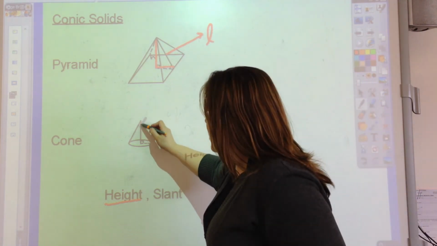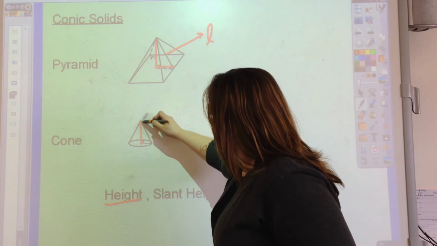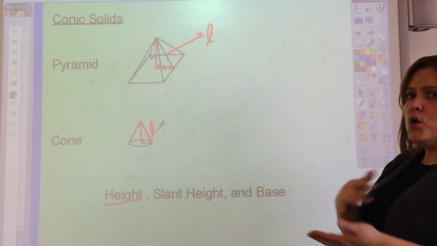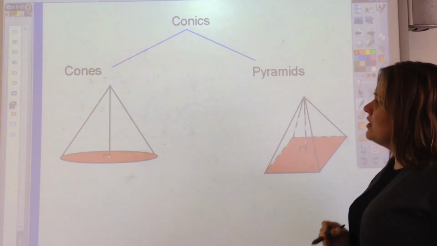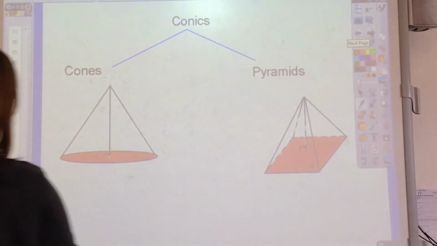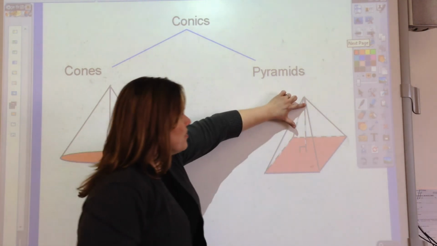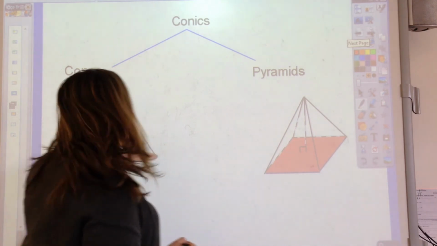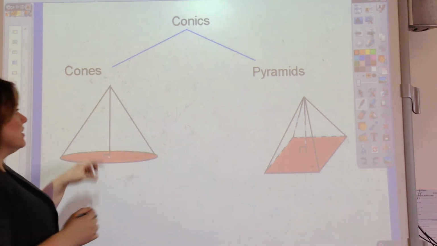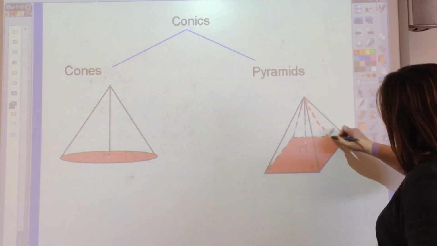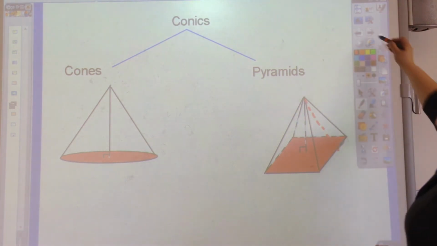Same thing with a cone. This is my height, and this right here would be my lateral height. And of course, we can still identify our base. Here's maybe a better picture of it. I've got my cones with their bases shaded. This line that makes a right angle with my base is the height. These lines coming down here would be the slant height of the triangle.